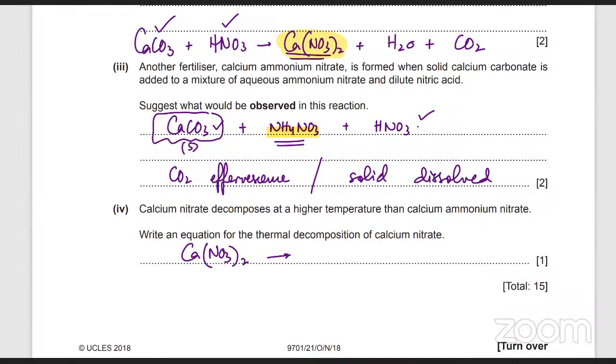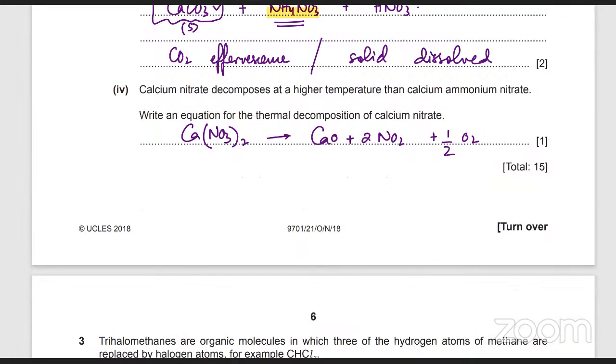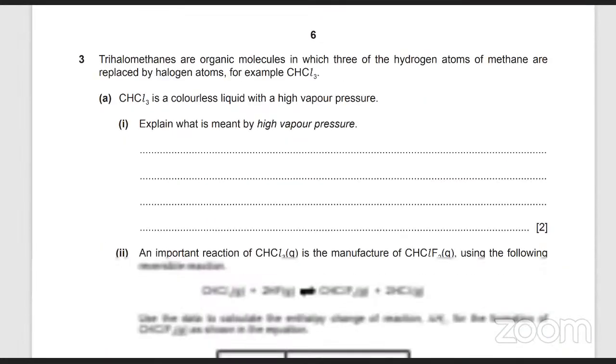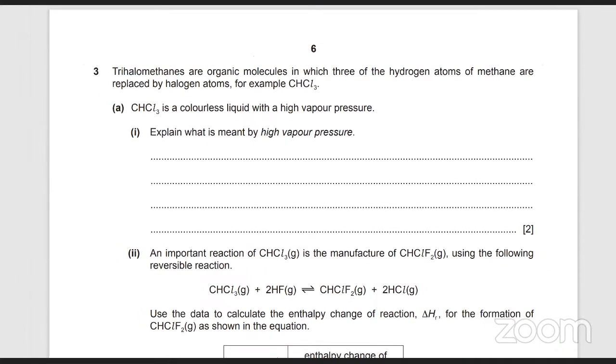So it was CaO, the metal oxide, with oxygen and moles of N2... nitrogen dioxide, NO2 and O2, right? What's the color of NO2? It's brown. You get brown fumes, and it's toxic as well. Now, vapor pressure is no longer in your course.